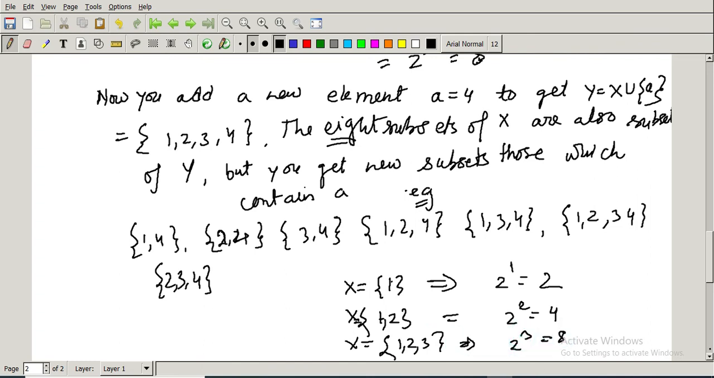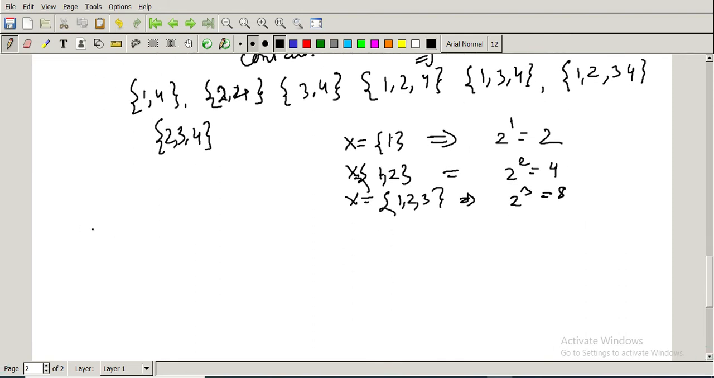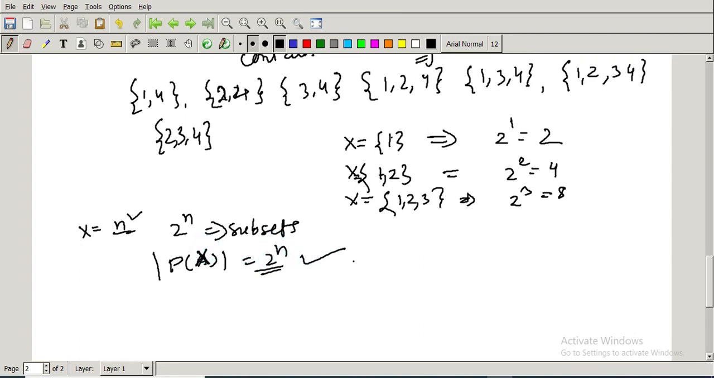So that means we can prove that if x contains n elements, then it will have 2 raised to power n subsets, and the number of elements in the power set of x will be 2 raised to power n. Okay, so it's proved. That is the proof of the number of elements.